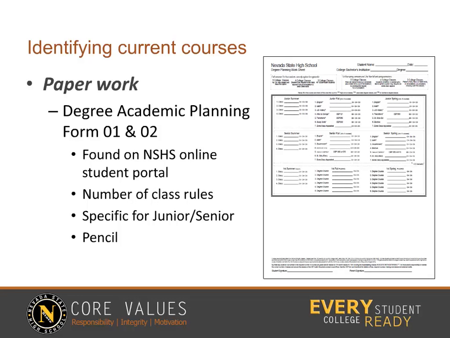This is the Degree Academic Planning Form version 1 and 2. If you do not have this form, you can print it off the school's online portal. This form will be used for both the first and the second lessons, so you'll need to keep track of it. At the top of the form, the requirements are spelled out for taking 3, 4, or 5 college classes per semester. Some students will be limited to taking only 3 college courses a semester if they do not meet the requirements for taking more.